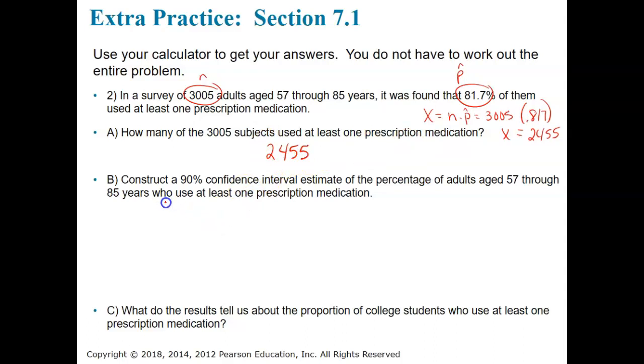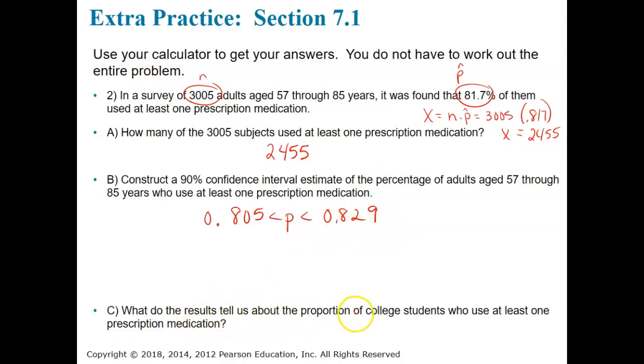So if you put that in the calculator, you'll put this in for the x, the n, and then we're doing a 90% confidence interval on this one. So when you put that in, you end up with this as your interval. Okay, so that's our 90% confidence interval estimate.